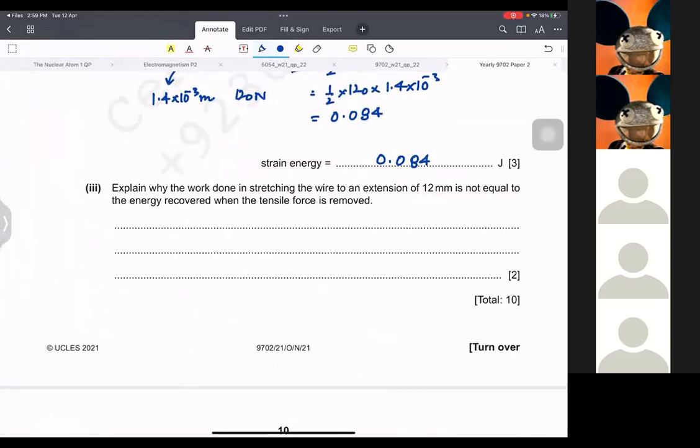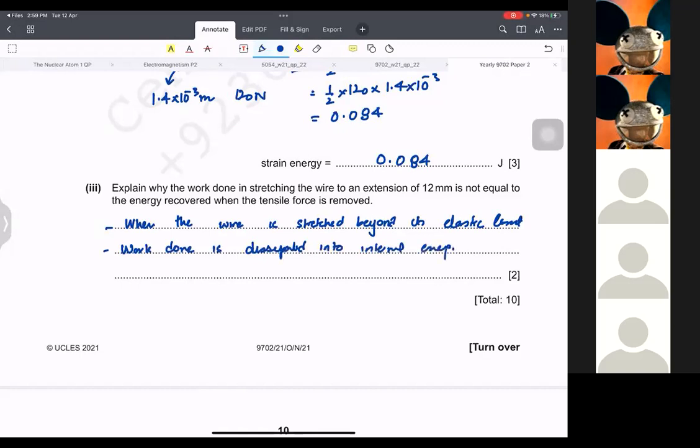Because you need to understand that when the wire is stretched beyond its elastic limit, work done is dissipated into internal energy. Because what you do is you stretch it, there's a sort of heat induced, it could also be due to change in the structure happening. That's why. So two marks, one for this, one for this.